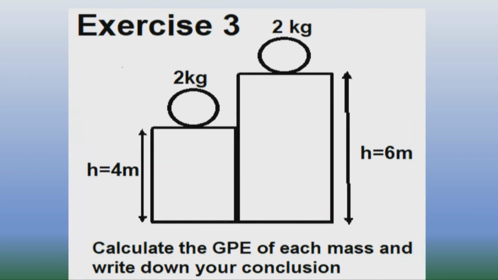In this exercise, we have identical masses at two different heights. We are being asked to calculate the gravitational potential energy of each mass and write down a conclusion.